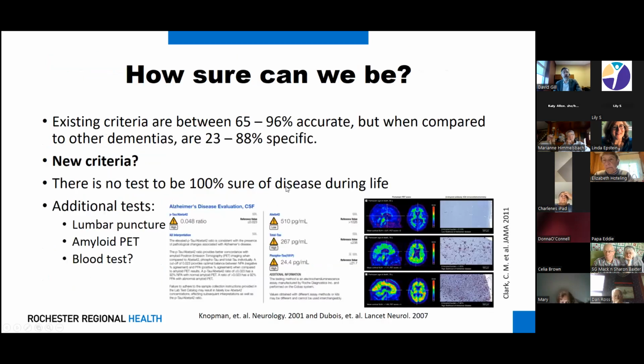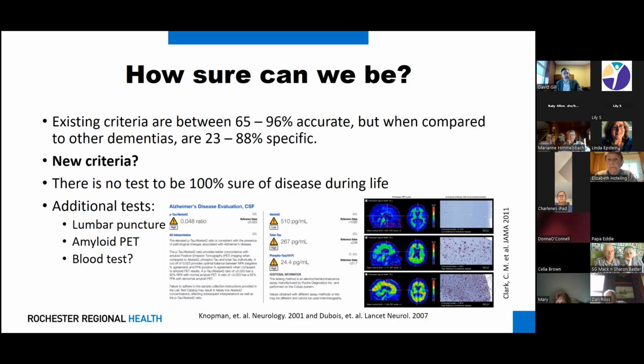And so the question is, how certain can we be? As I mentioned, the existing criteria are fairly inaccurate, meaning that if they don't all point in the same direction, so if the story doesn't fit Alzheimer's disease, or the MRI doesn't fit, we're pretty uncertain about a diagnosis. If somebody comes to a clinic like ours and we don't do these fancy tests that I point out at the bottom, but their story is typical for Alzheimer's disease, their MRI is typical, and the memory testing is typical, we're about 80% certain.